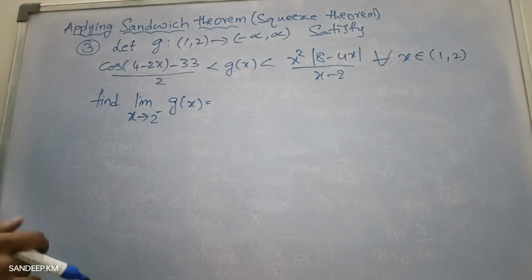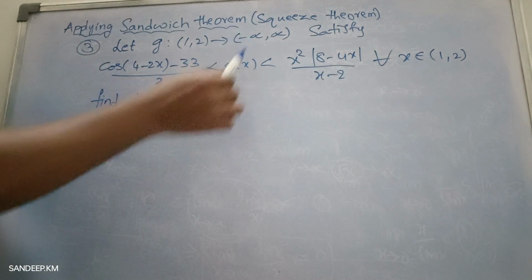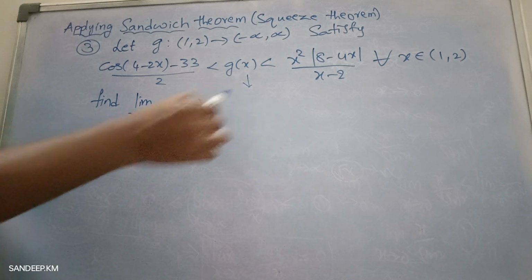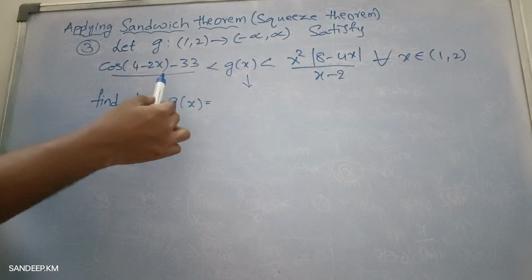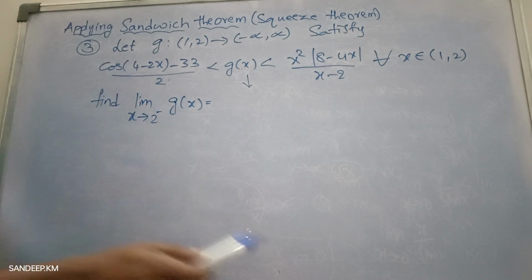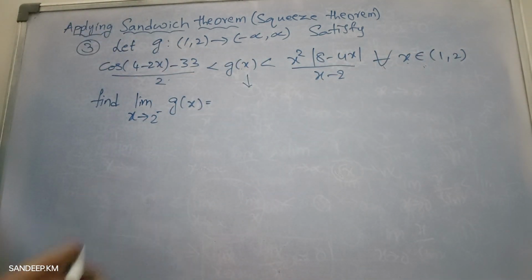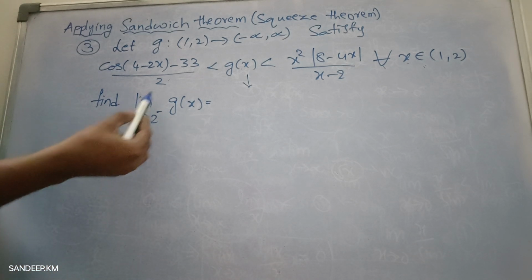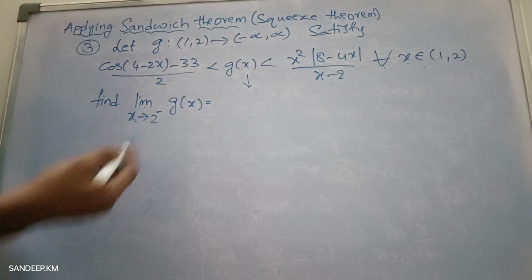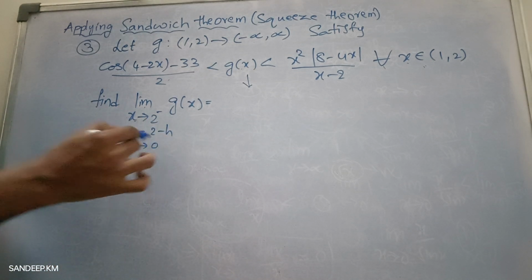Here is our third question. There is a function g whose domain is (1, 2) and its codomain is any real number. Now this function g satisfies this inequality. So g of x is between two functions. This is the inequality which g of x satisfies for all x belongs to (1, 2). In that case, they are asking us to find the limiting value of g of x when x approaches 2 minus. Now x approaches 2 minus means x is equal to 2 minus h, where h approaches 0.